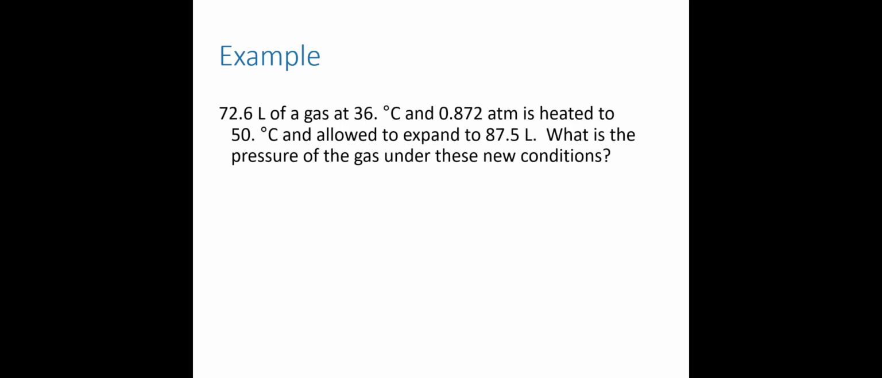Let's go ahead and work through an example here. And I'm going to go ahead and switch to my notes view. So here we have a problem where we're being told that 72.6 liters of a gas is at a temperature of 36 degrees and 0.872 atmospheres. So these are our initial conditions. So let's go ahead and label those. So this is the starting volume.